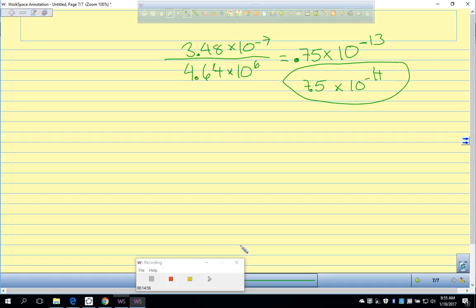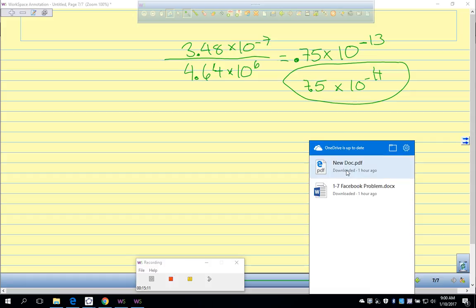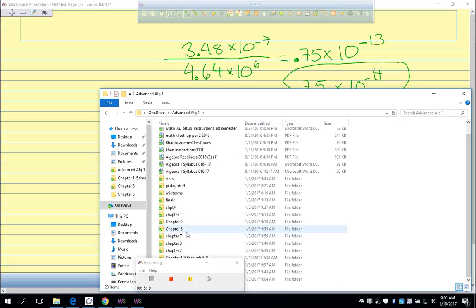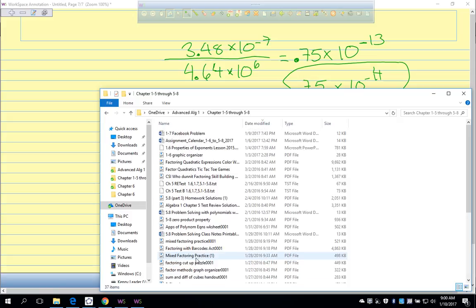Okay, word problem. Let's see if it updated in my Dropbox. In my what's this thing called? OneDrive. Open. Downloaded one. No, that's a OneDrive. Advanced Add 1. Chapter. I put this in here last night. Let's see if it's there.